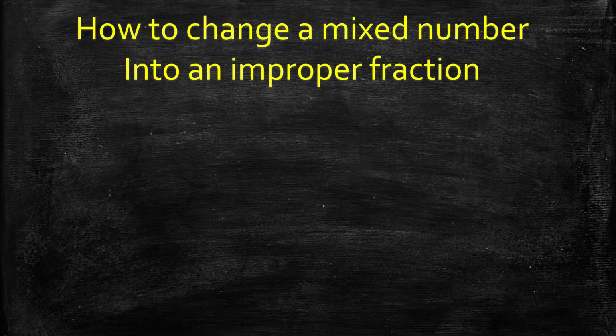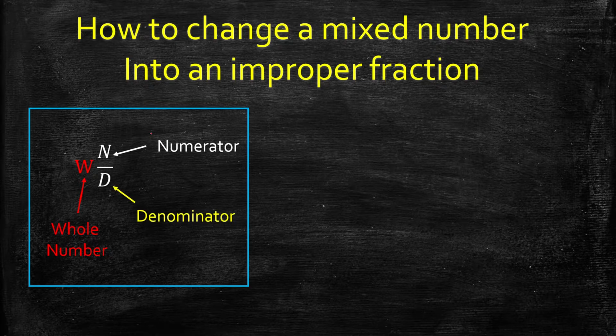Now, how to change a mixed number into an improper fraction? Hopefully this doesn't get too confusing. I've used some letters to help you understand where the pieces are. The W is what I'm considering my whole number. The N is the numerator, D is the denominator. The reason for this little formula that I'm going to show you is that way you can replace the letters with numbers.